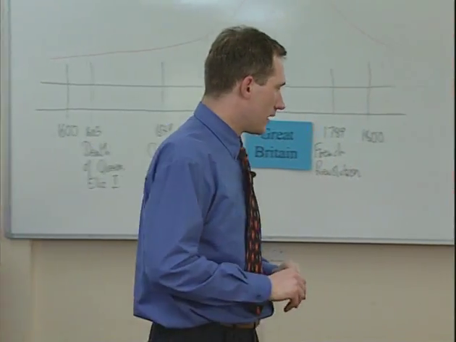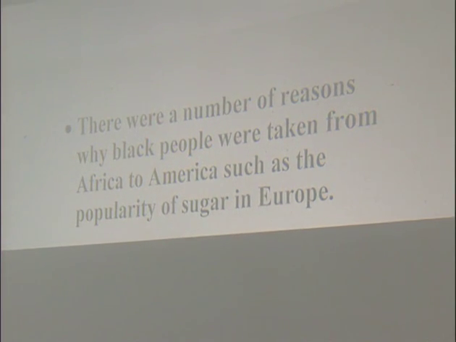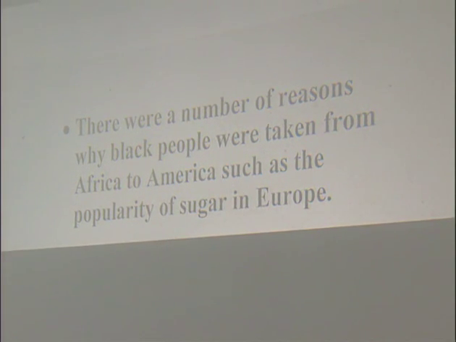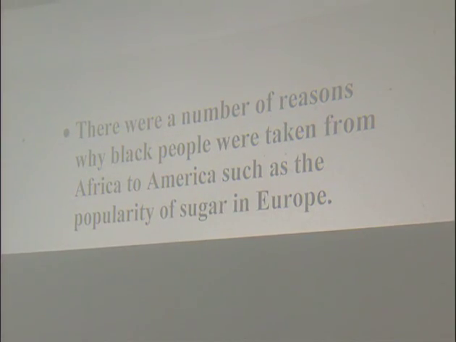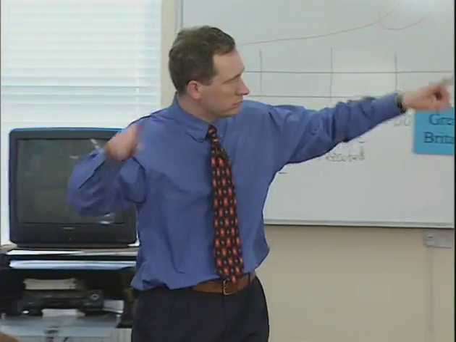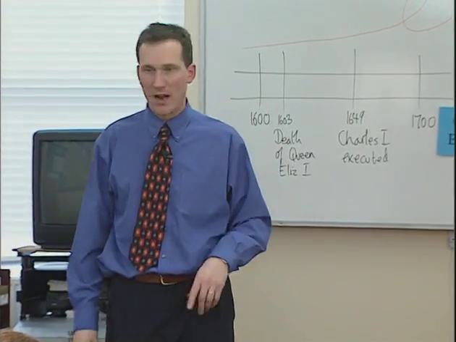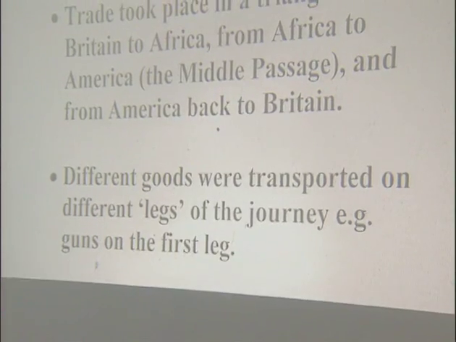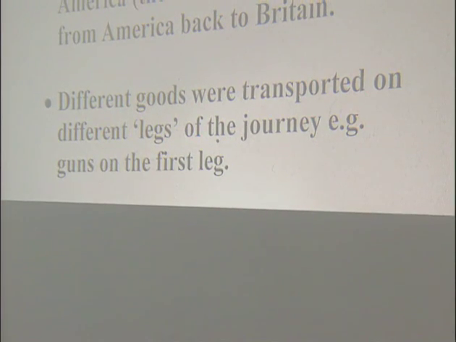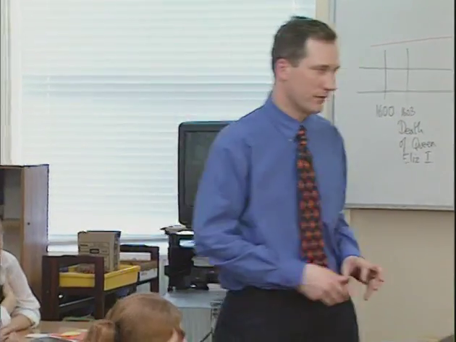Just to sum up what I think we have really been looking at and what came across from some of the things that you were saying to us. Five key ideas. Firstly, there were a number of reasons why black people were taken from Africa to America, such as the popularity of sugar in Europe. Secondly, trade took place in a triangle from Britain to Africa, from Africa to America, called the Middle Passage, and from America back to Britain. Thirdly, different goods were transported on different legs of the journey. For example, guns on the first leg, and you know about slaves on the second. Okay?